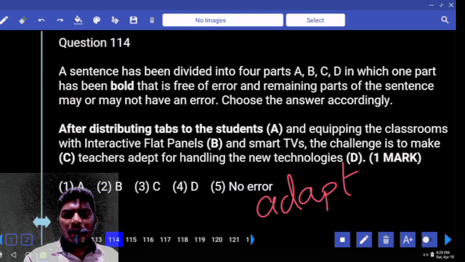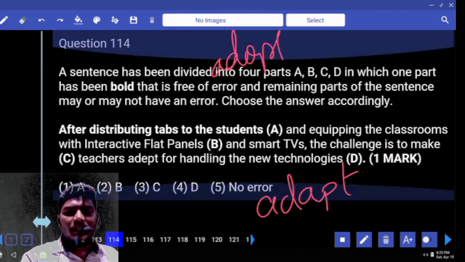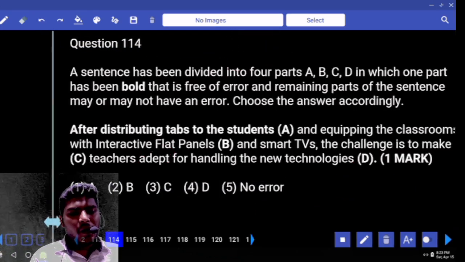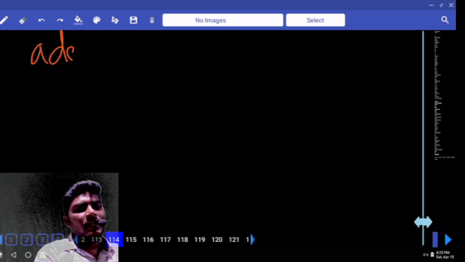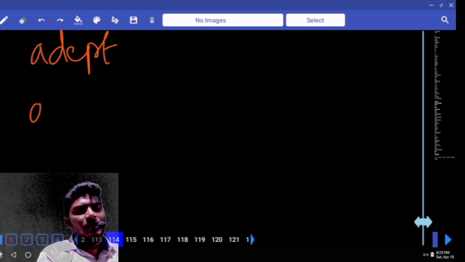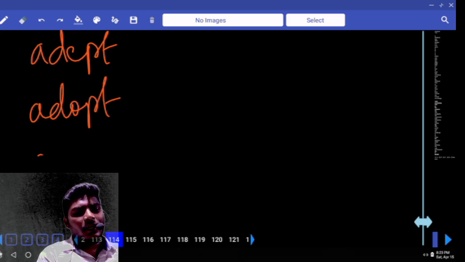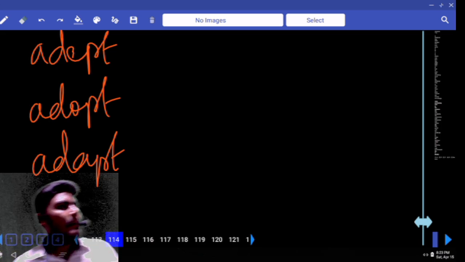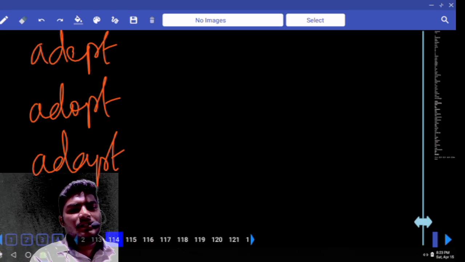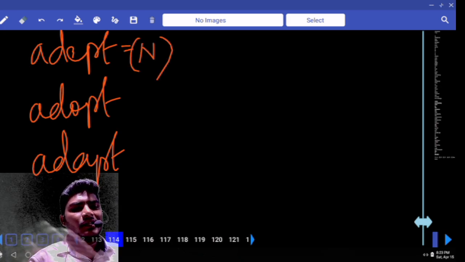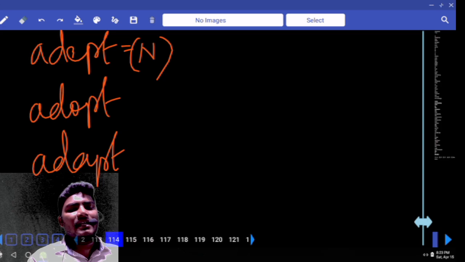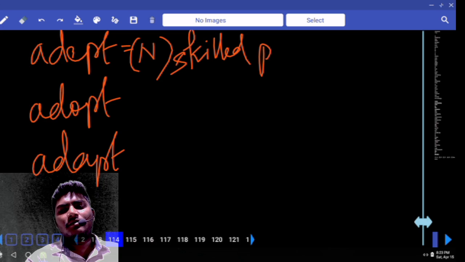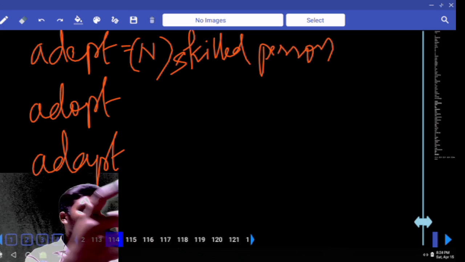ADAPT, or another one is ADOPT, another one is ADEPT. What is the difference? First given word ఏంటి ఇక్కడ adept. ఇంకా రెండు వర్డ్స్ ఏమున్నాయి? adapt, ఇంకొకటి adopt. Okay, now tell me the answer. First parts of speech చెప్తారా? ఫస్ట్ దానికి parts of speech ఏంటి? Adept. Now, what is adept? Skilled person, one who is proficient in doing something, much experience in it.